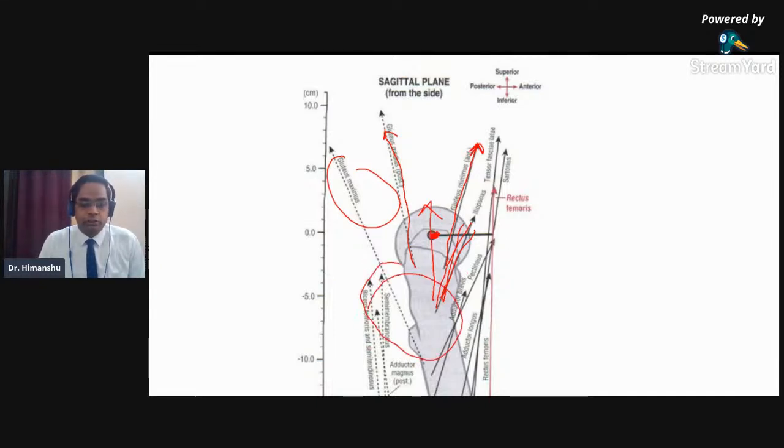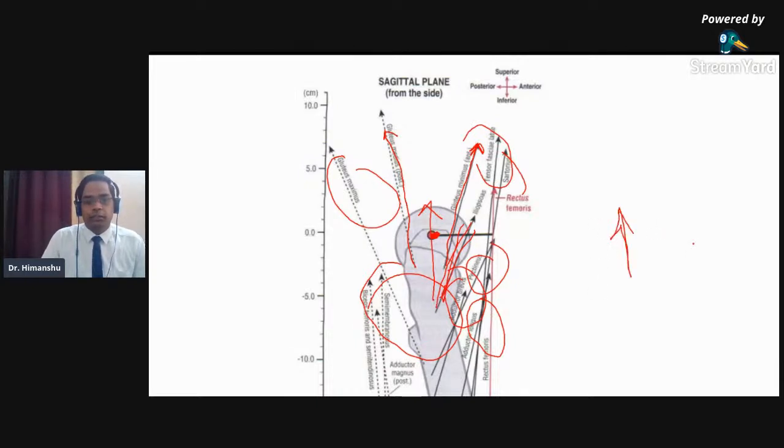So you have some hamstring muscles also, semitendinosus, biceps femoris, you have pectineus here, you have adductor brevis here, you have adductor longus here. Okay, you have sartorius here, you have tensor fascia lata on the lateral side. So if you can see, the resultant vector will always be superior, be it from posterior, posterolateral, posteromedial, anteromedial, anterolateral, wherever they are, ultimately the resultant vector will always be superior.